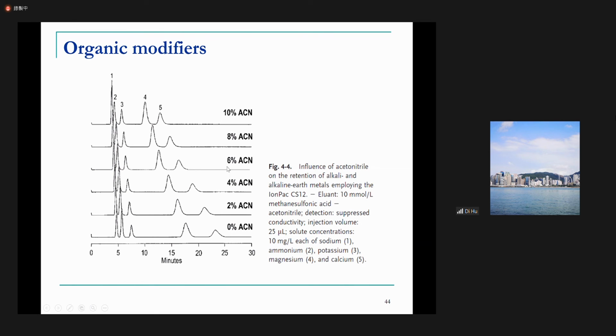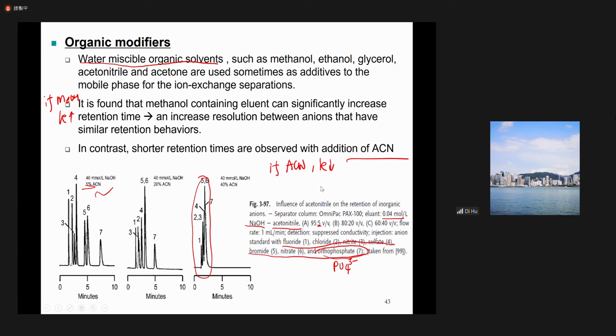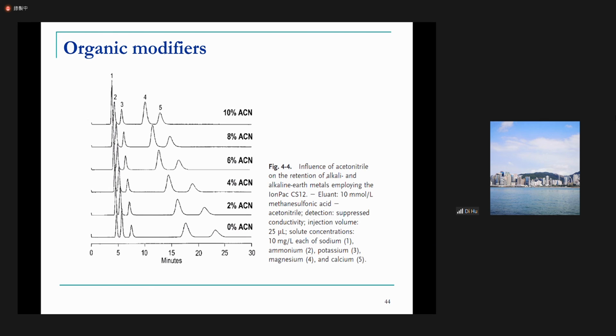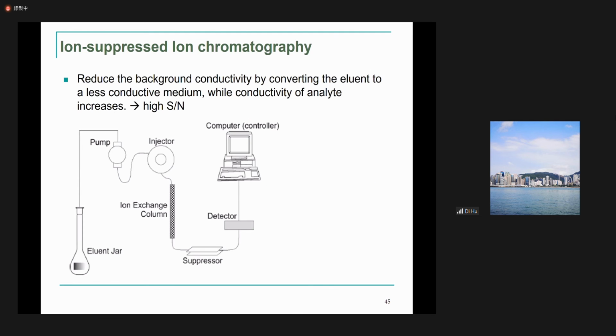And this is also the influence of ACN on the retention of alkali and alkaline earth metals. The previous example was for inorganic ions. It can influence those, but it can also influence the cations, right? You can see the eluent now is 10 millimole of MSA with acetonitrile, and you can see it can be even faster if you're using 10% of ACN. So anyway, this is how it comes out.